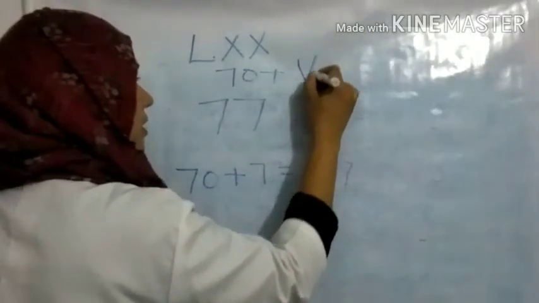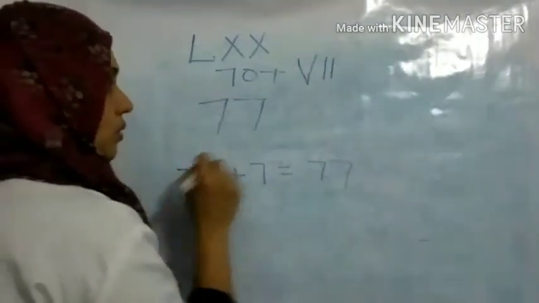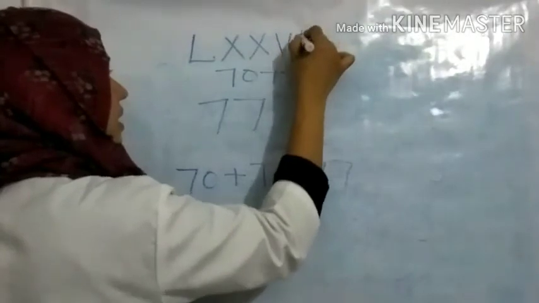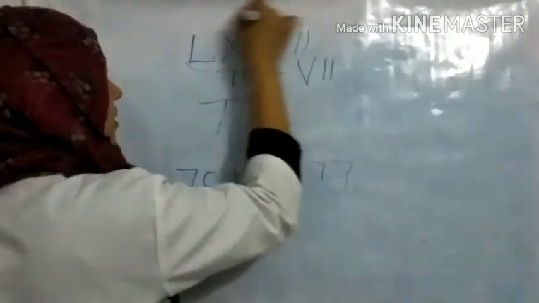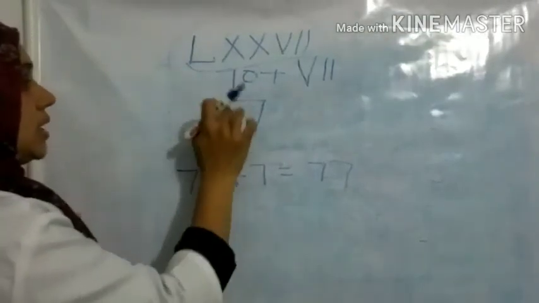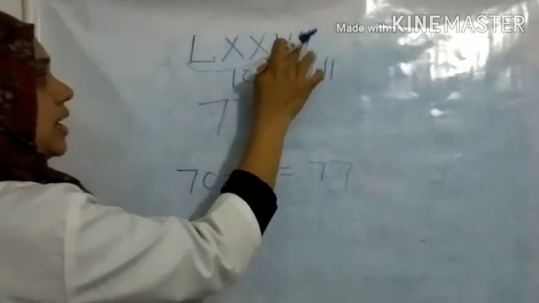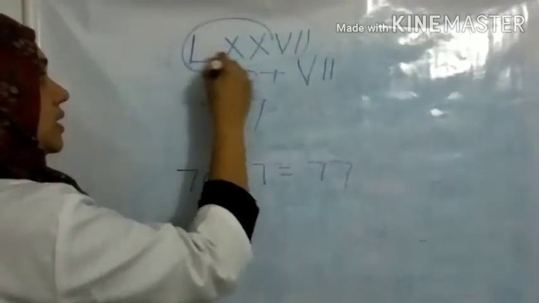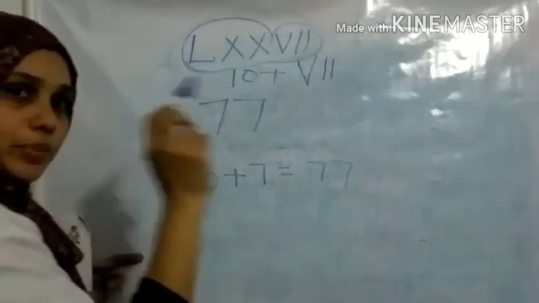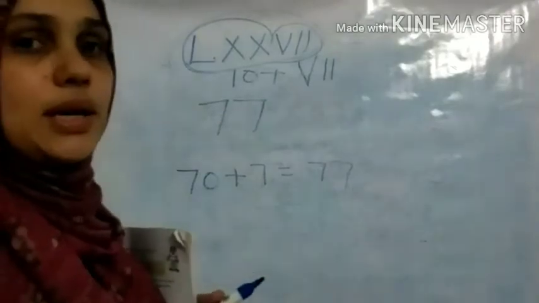Write the representation of 5, then plus 2, that is 7. Then we can write 77 like this. This is the Roman number representing 77: LXXVII. This one represents 70 and this one represents 7. 70 plus 7, 77. Okay, did you understand?